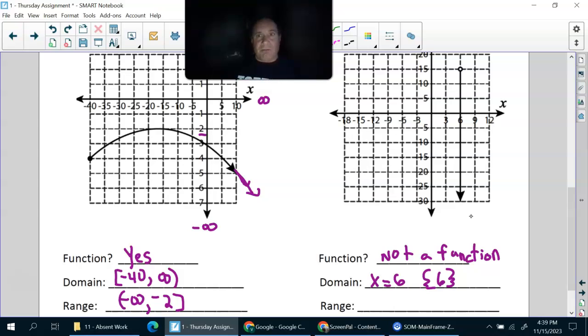The range, though, the lowest point of the graph is negative infinity. The highest point of this graph is 15, and it's a parenthesis because it's an open circle.